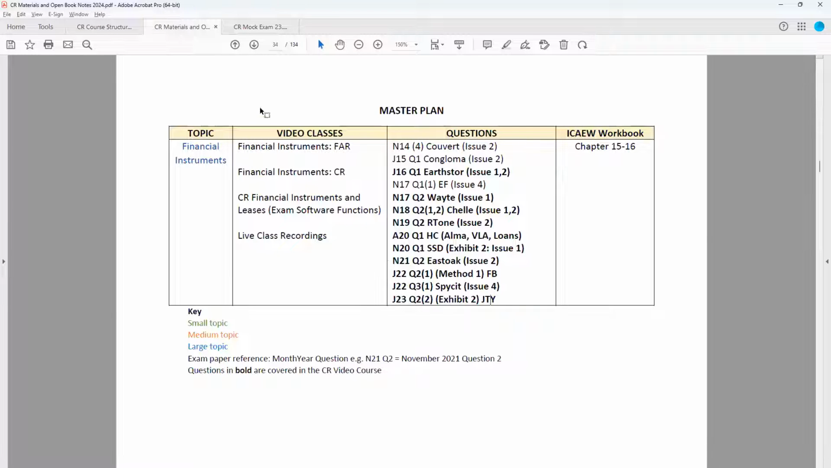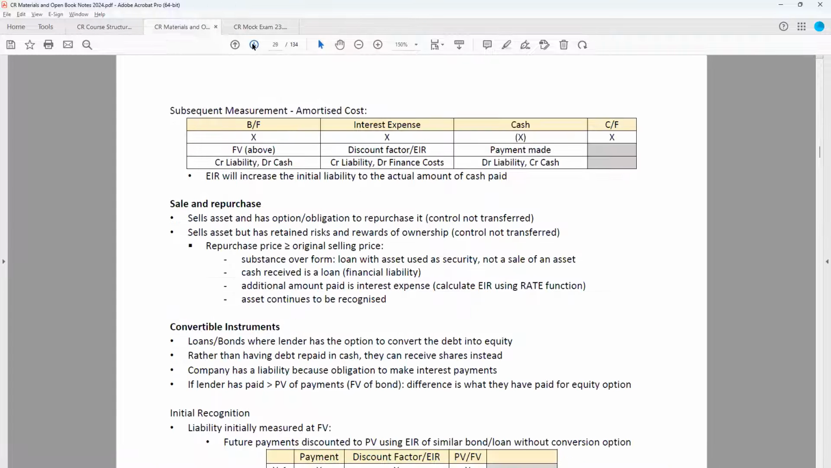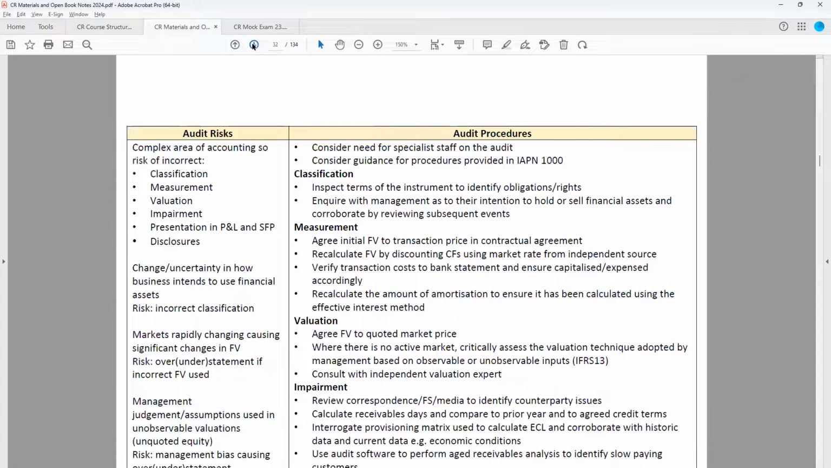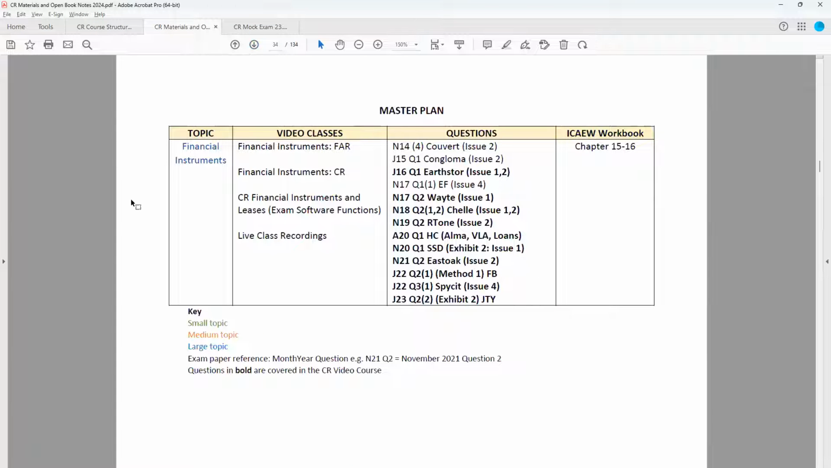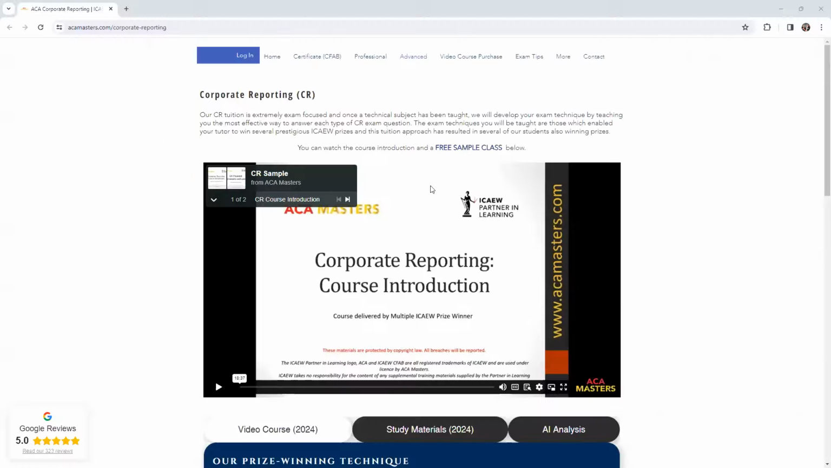So these notes, as well as being designed for you to use in the exam, also allow you to use this kind of preparation approach of breaking it down by topic. You can go to the financial instrument section, make sure you've understood that key technical content, and then go and practice some questions on that. And of course, during the video course, I would have explained that key technical content in an easy to understand way and worked through some questions on it as well.